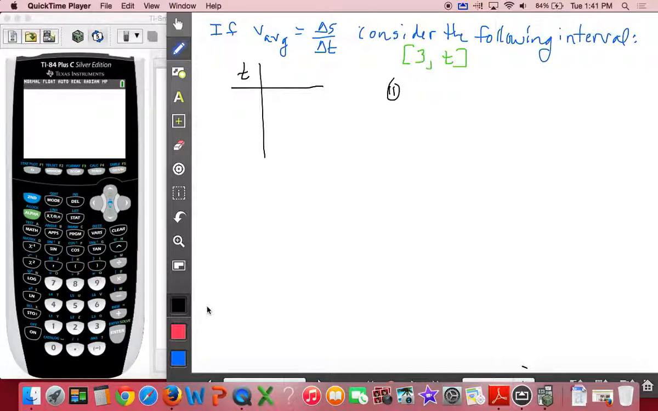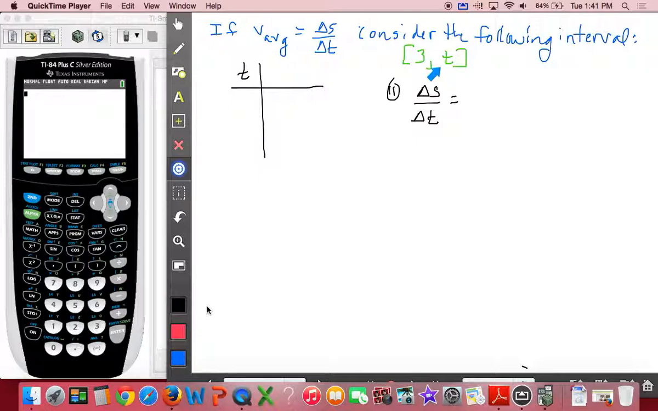Our first problem: if I'm to find change in s over change in t. Remember, how do we find distance? What did Galileo say distance was? Time squared. So which one of these is the bigger time? The t should be the bigger time because it's on the right. If that's my bigger time, what is the distance at t seconds? It's t squared.